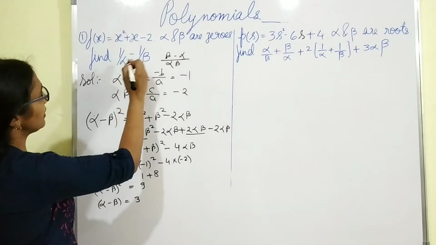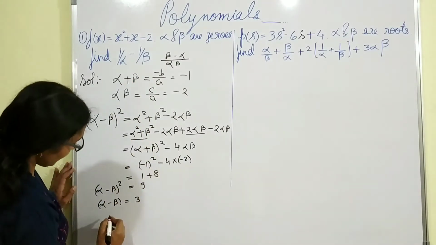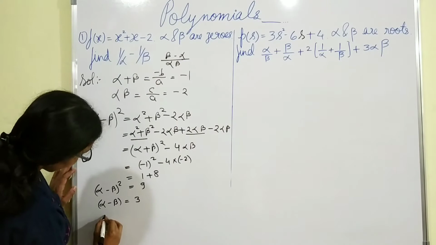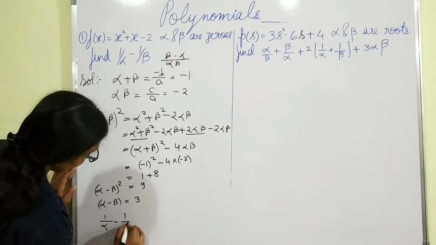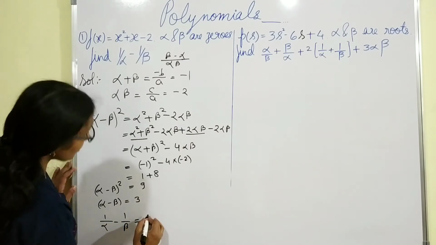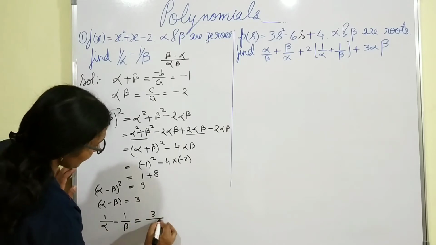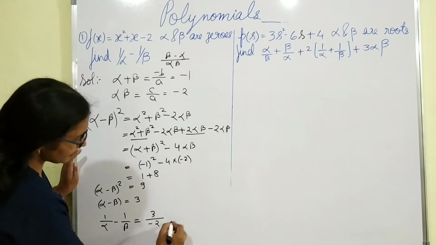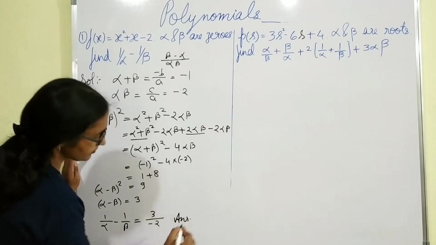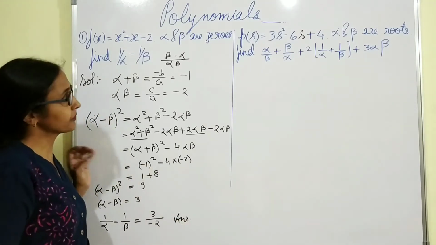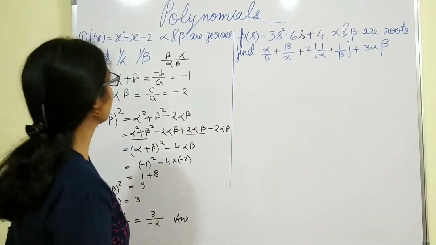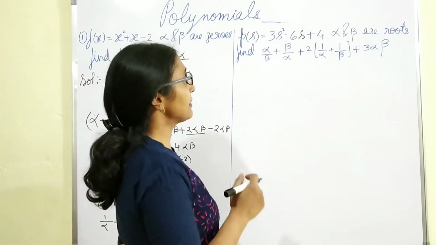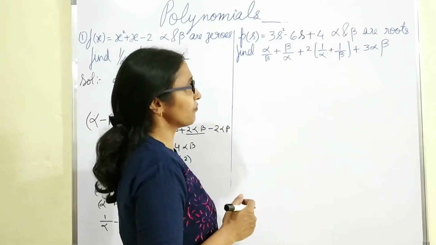So, for the value of 1 upon alpha minus 1 upon beta, we will put this value here. So, 1 upon alpha minus 1 upon beta equals 3 upon minus 2. So, it's your answer. Now, next question. P of s equals 3s square minus 6s plus 4.